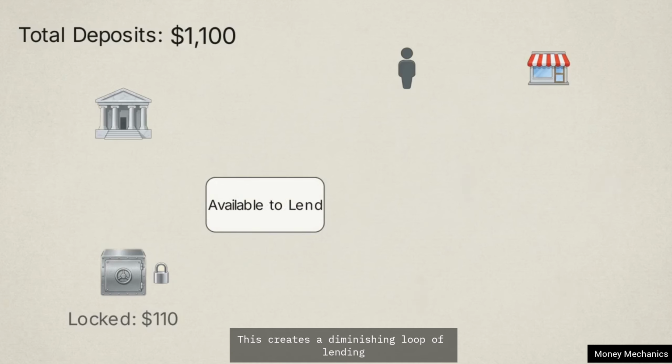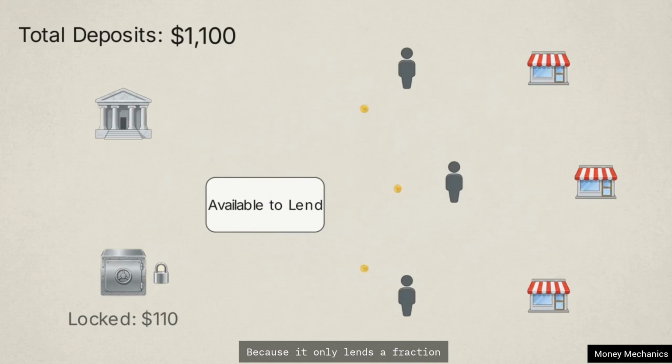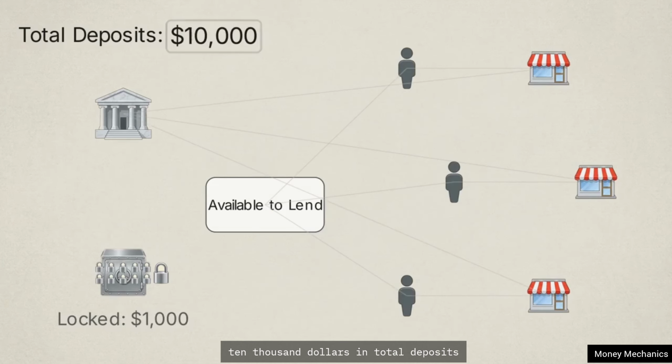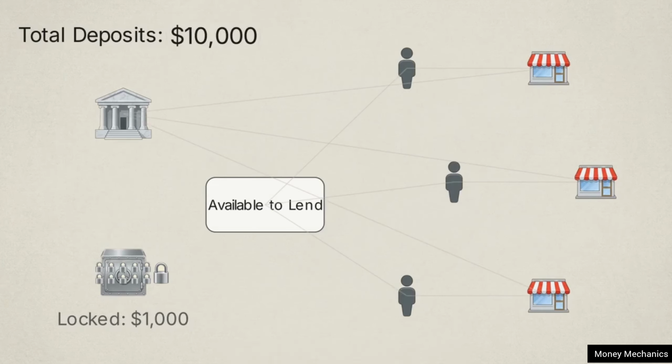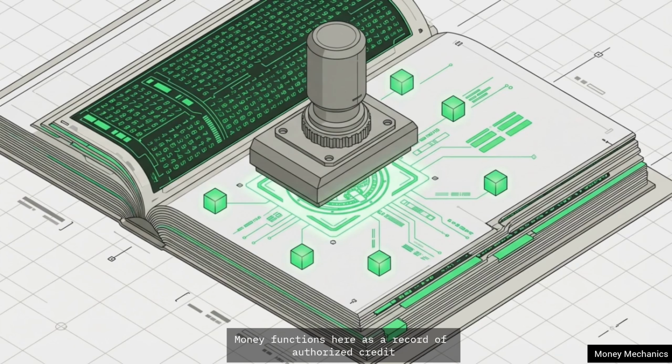This creates a diminishing loop of lending and redepositing 90% of every new amount. Because it only lends a fraction, the expansion hits a mathematical ceiling. That initial $1,000 can support $10,000 in total deposits. The town now has 10 times the money it started with, even though no new physical bills ever entered the system. Money functions here as a record of authorized credit. The supply expands and contracts based on ledger entries created when a bank approves a loan.